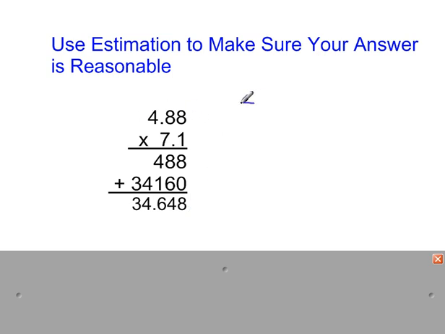This number is approximately 5. This number is approximately 7. So 5 times 7 is going to be a pretty good estimate. That's 35. Now if I look at my answer, I see that my answer here is close to 35. If I would have put the decimal point in the wrong place, I would not have been anywhere near 35.